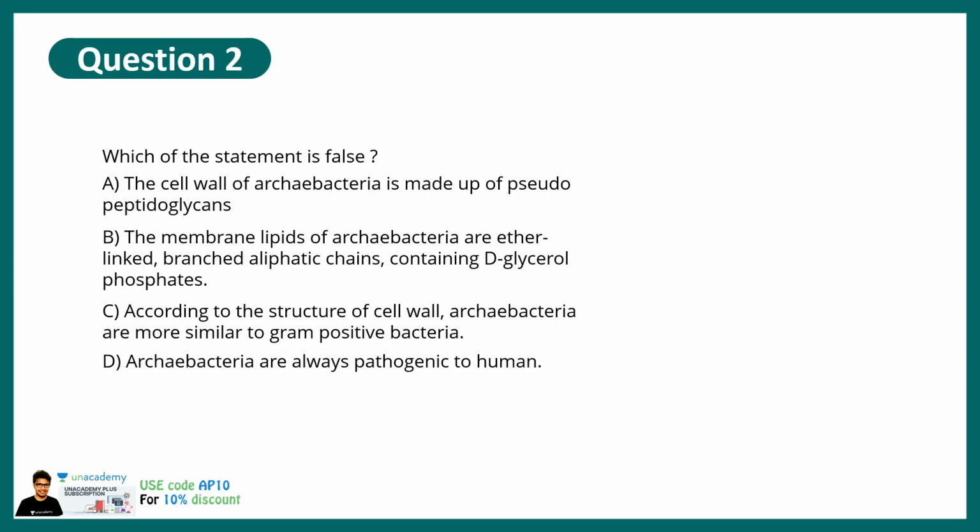Question number 2 is a time killer because it requires you to read all of these options and then answer. Which of the statements is false? The cell wall of archaebacteria is made up of pseudopeptidoglycans. The membrane lipids of archaebacteria are ether-linked, branched aliphatic chains containing D-glycerol phosphates. According to the structure of cell wall, archaebacteria are more similar to gram-positive bacteria. Archaebacteria are always pathogenic to human. The correct answer is the last one. This statement is false because archaebacteria are generally not pathogenic and they are kind of harmless.